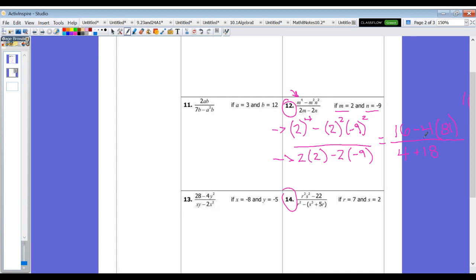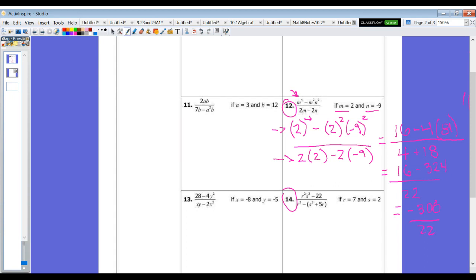So now that I've got that, in the top I still need to take care of some multiplication. So I need to do 4 times 81, which is going to give me 324 over 22. And now I can do that math out in the top. 16 minus 324 is negative 308. And I've got 22 as a denominator.